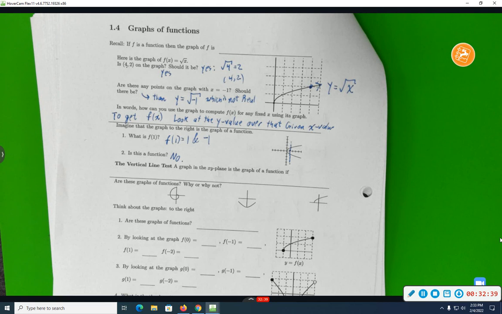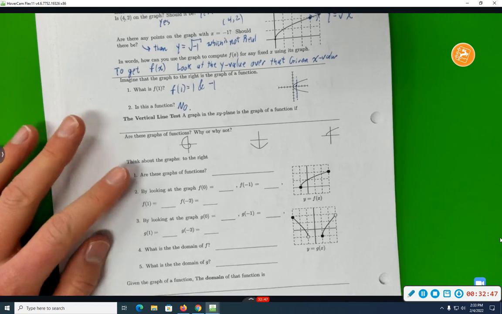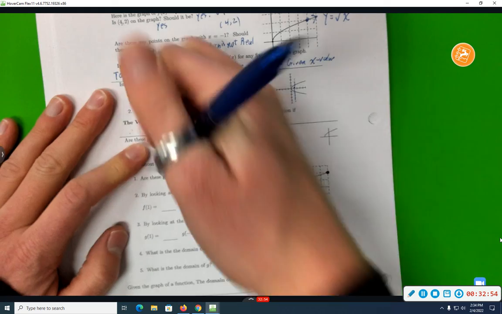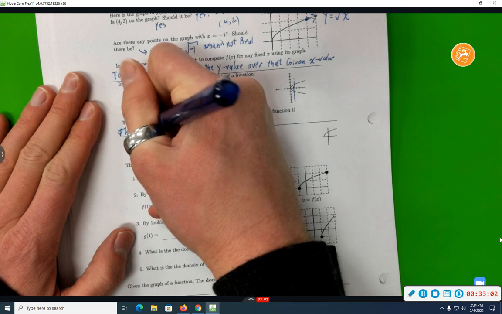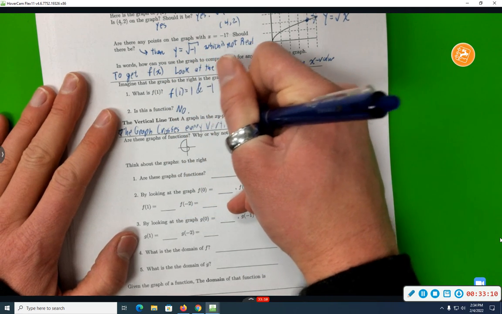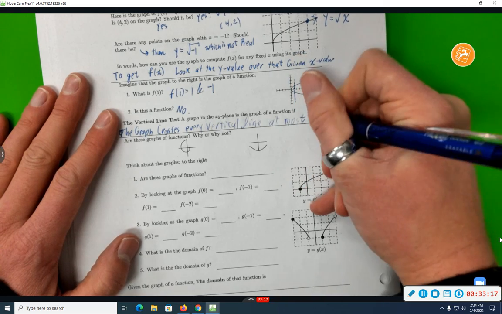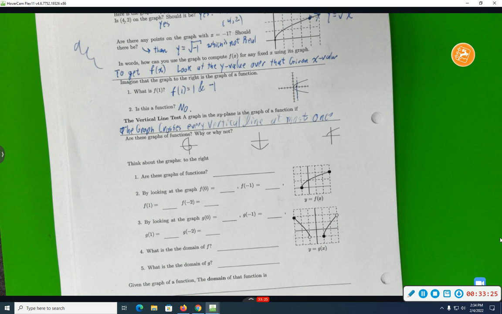And thinking about vertical lines tells you it's not a function. The vertical line test says that if you draw some graph in the xy plane, that graph is the graph of a function if the graph crosses every vertical line in at most one point. Because that was the problem here. This was not the graph of a function because that vertical line crossed the graph twice.